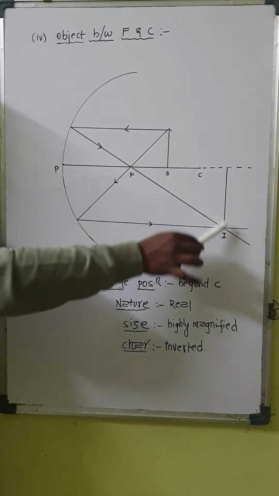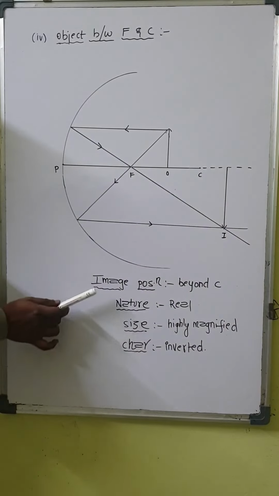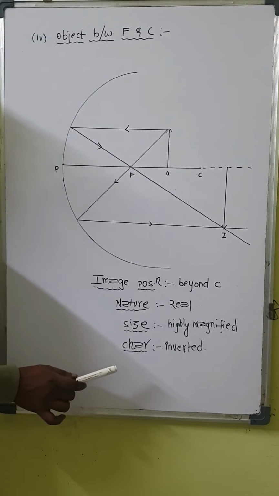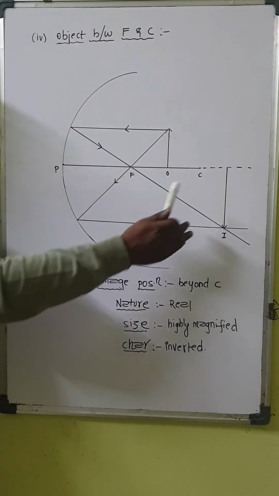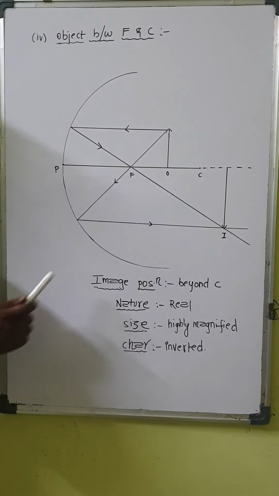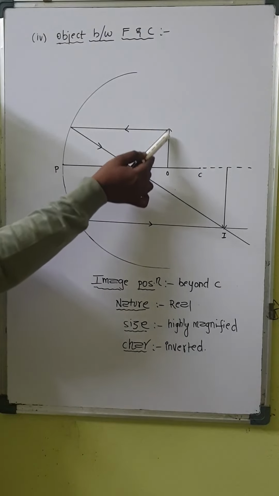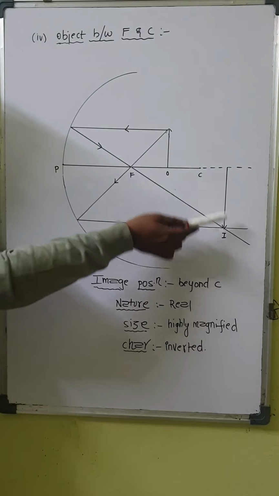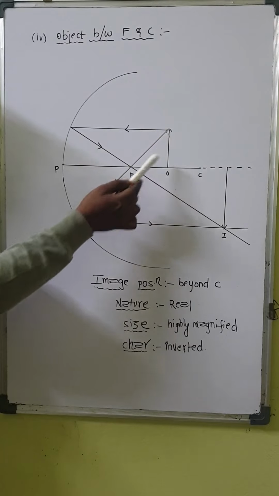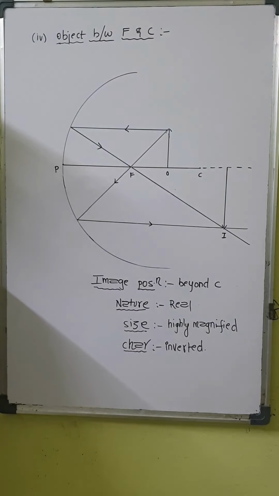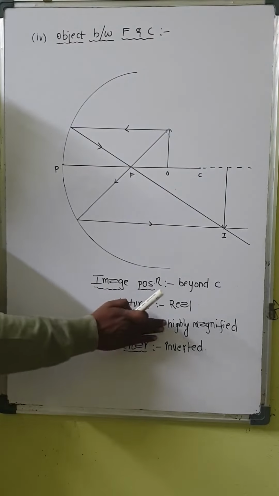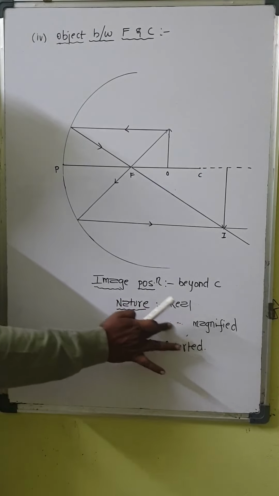As you can see, the image is obtained behind the center of curvature. So image position beyond C. If you place a screen or a paper here, you can catch that image on the screen. So it is a real image. You can very clearly see the height of the object and height of the image. Height of the image is larger than the height of the object. So it is magnified image.